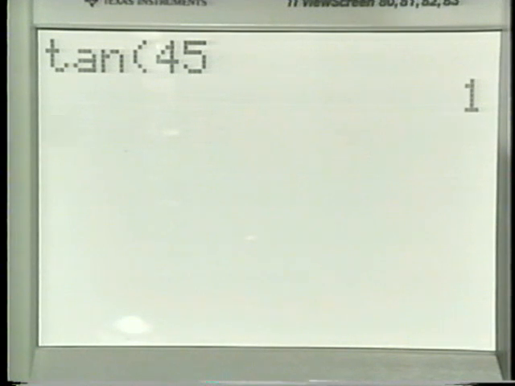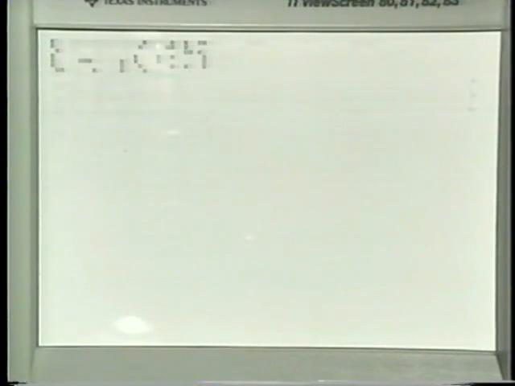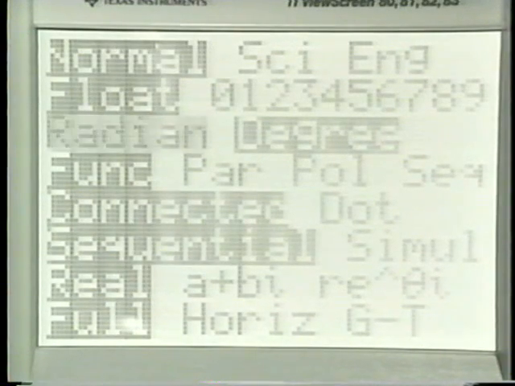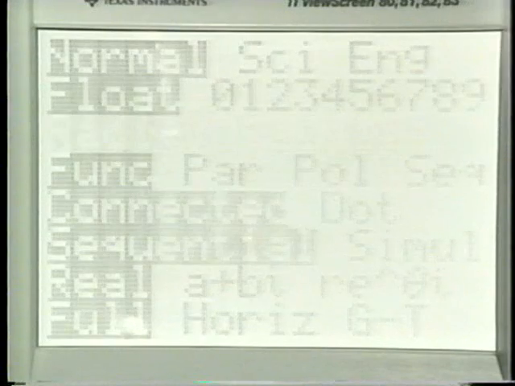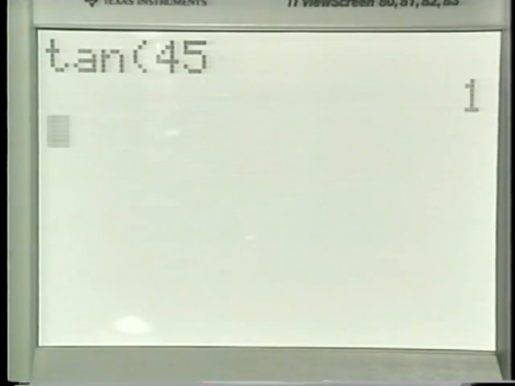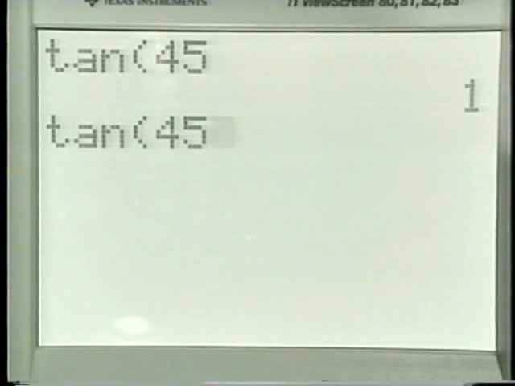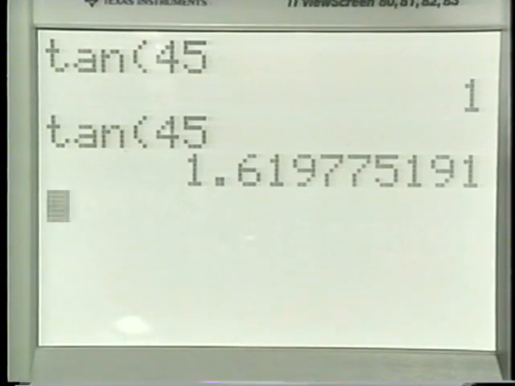Okay? I just want you to know that what if I had screwed up, which could never happen, but what if I was in radian mode? Let's switch and make a mistake here on purpose. I'll get into radian mode. Clear out. Okay? And take the tan of 45. I'm going to get the wrong answer.